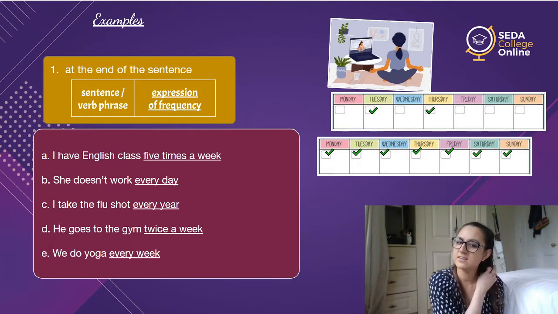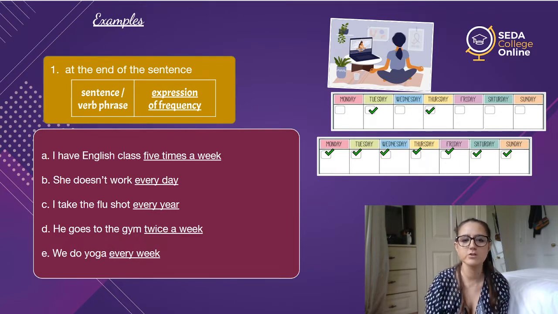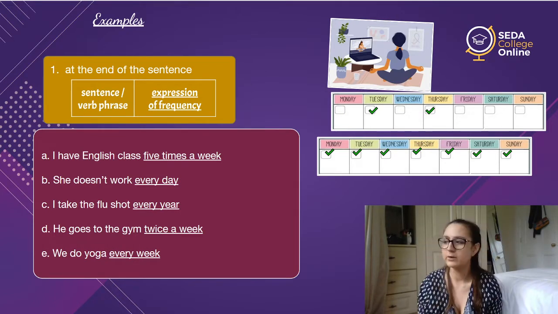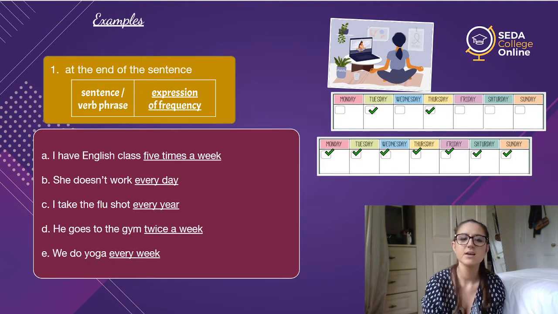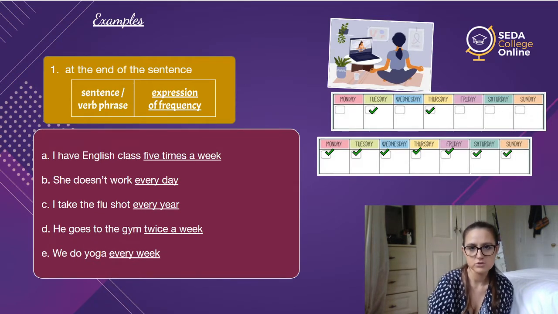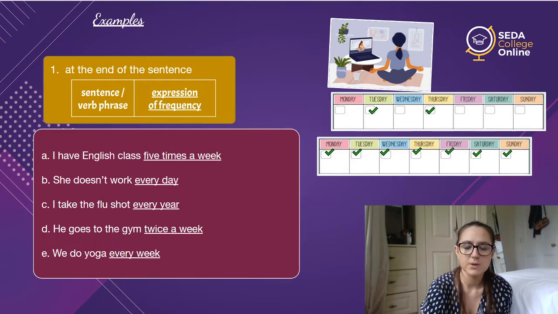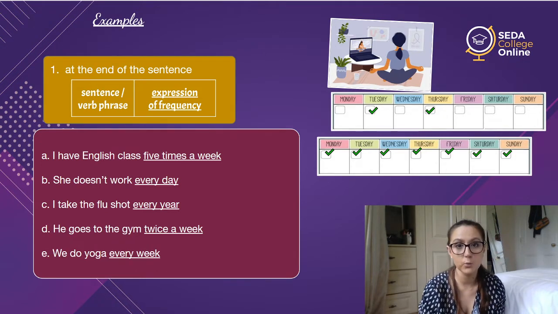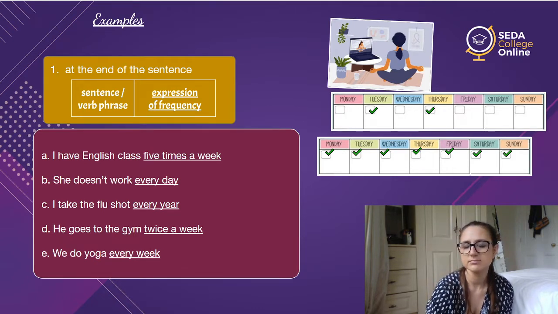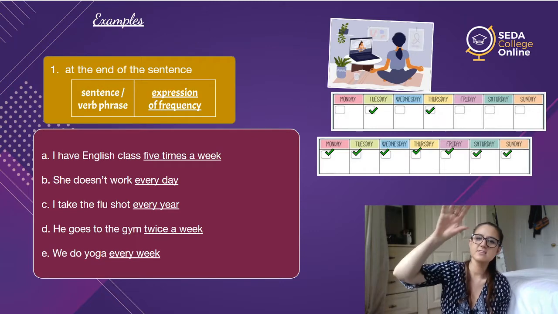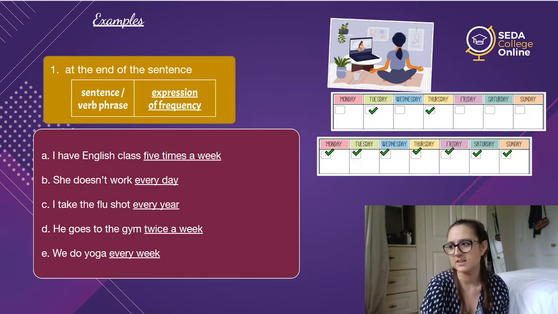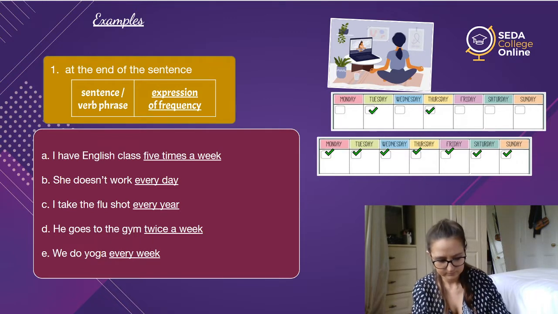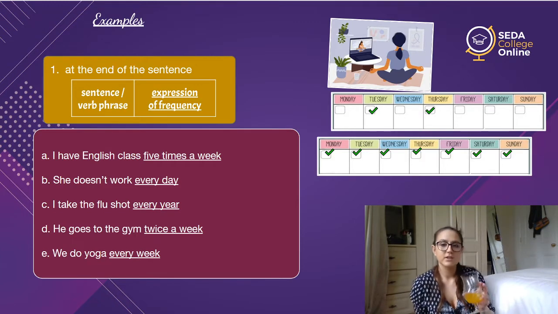Letter C, I take the flu shot every year, as I told before. So the flu shot, that hopefully we will get very soon for this virus. Every year I take the flu shot. D, he goes to the gym twice a week. So twice a week, only 2 times a week. Letter E, we do yoga every day. There you have it. You have your sentence and expression of frequency. As always, I'll give you a few seconds to finish your notes.